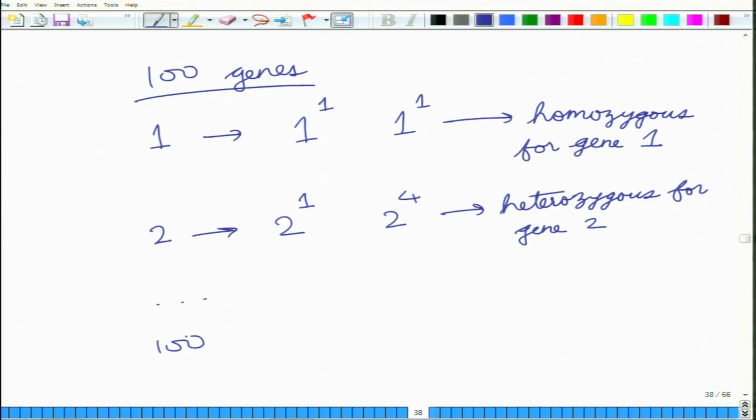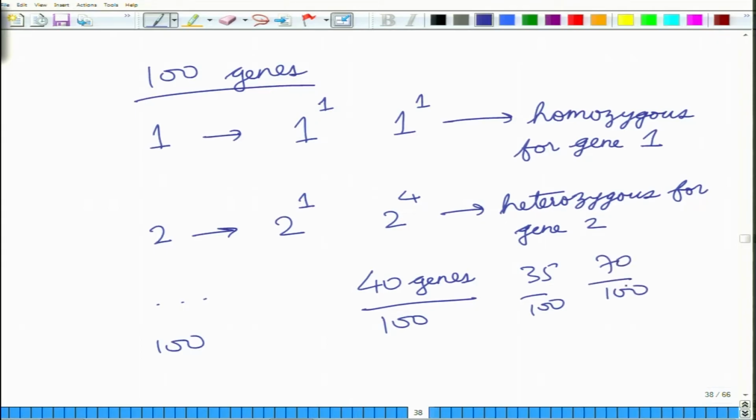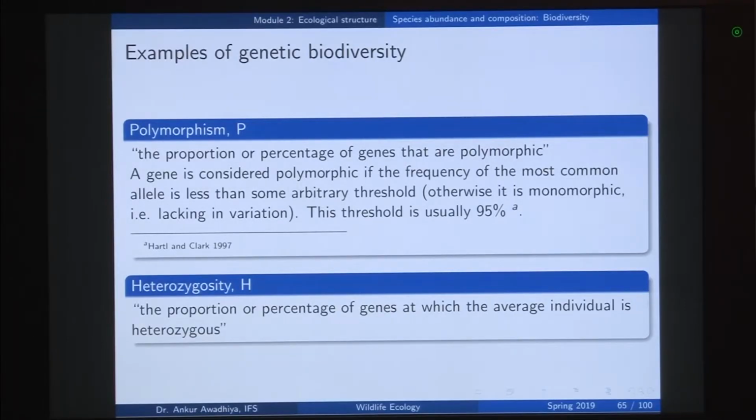Now in this case, suppose out of these 100 genes there were 40 genes for which this individual was heterozygous. So 40 out of 100 genes it was heterozygous. Now we take another individual. For this individual it was say 35 out of 100. Maybe for another individual it was 70 out of 100. Now heterozygosity asks what is the proportion or percentage of genes for which the average individual is heterozygous. So we can average out all of these values to get an idea of the level of heterozygosity present in this population. So genetic biodiversity can be looked at using these two examples, polymorphism and heterozygosity.